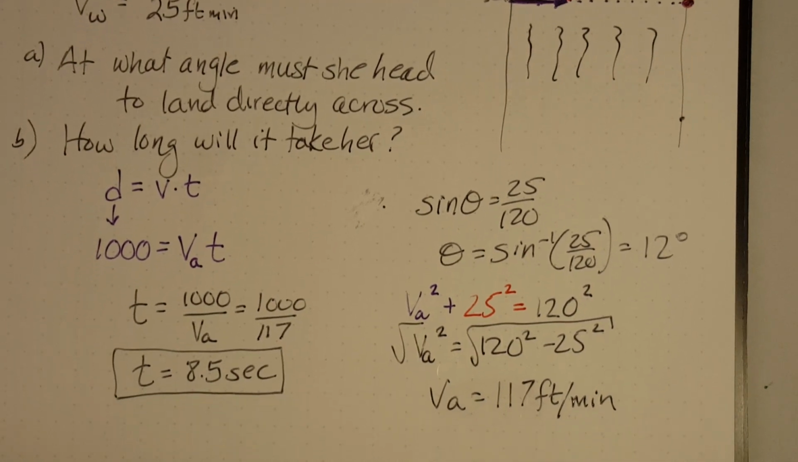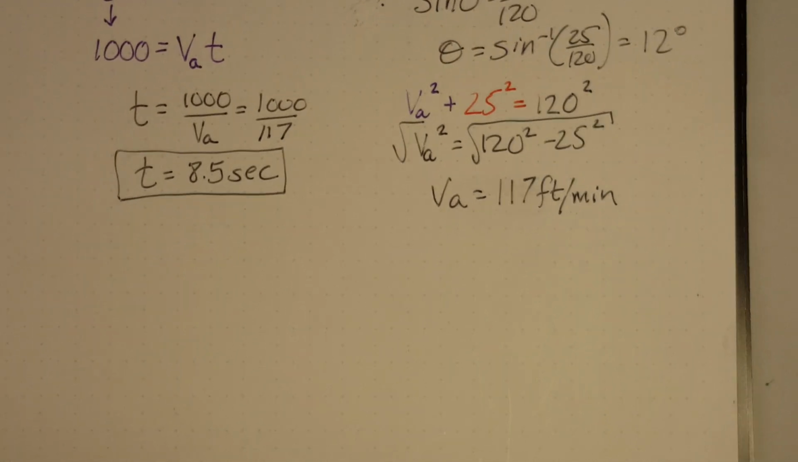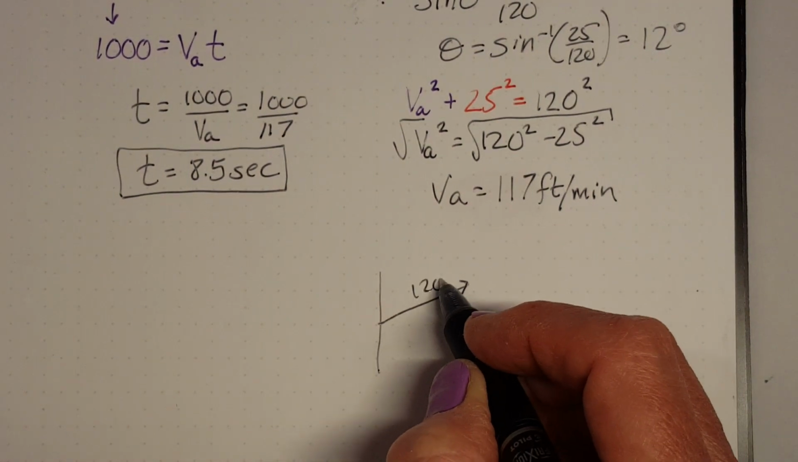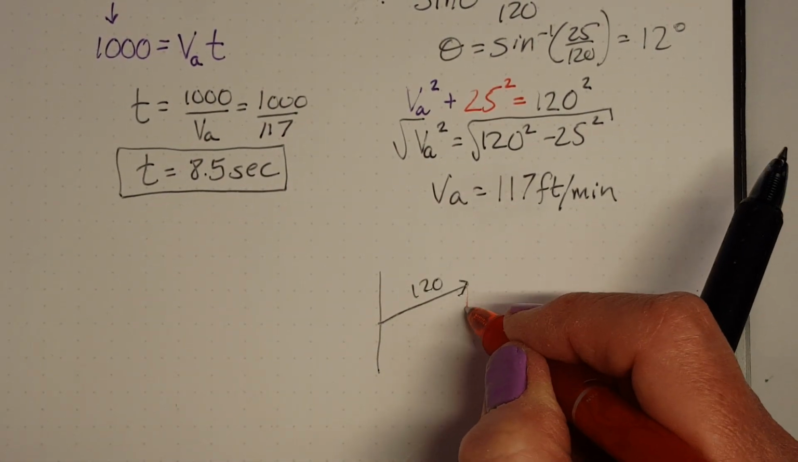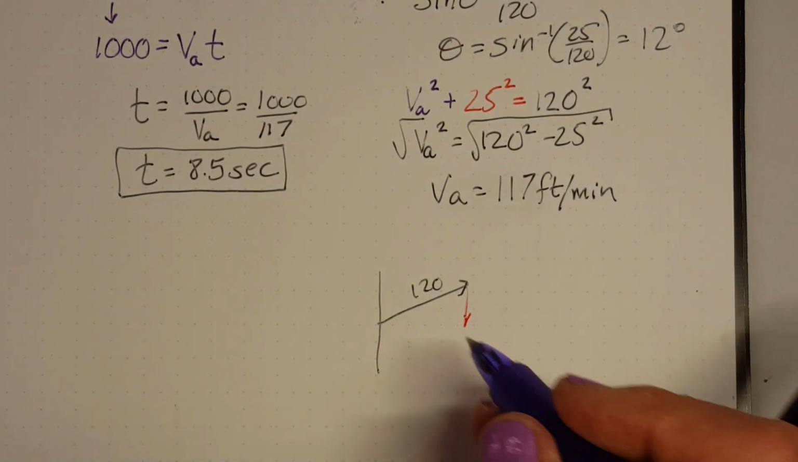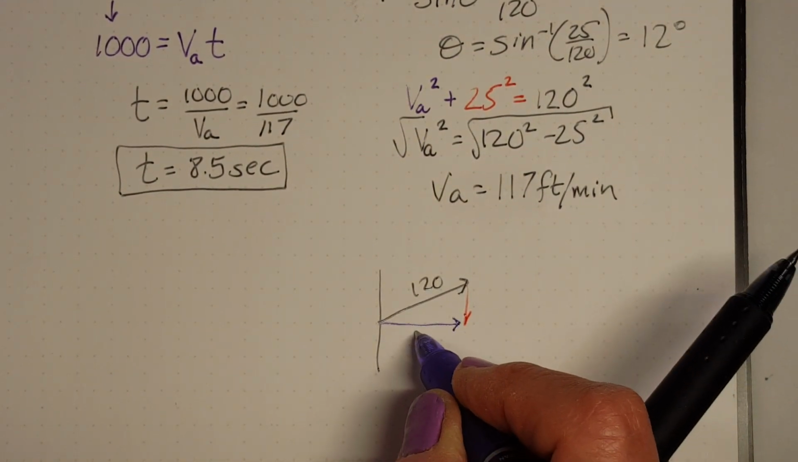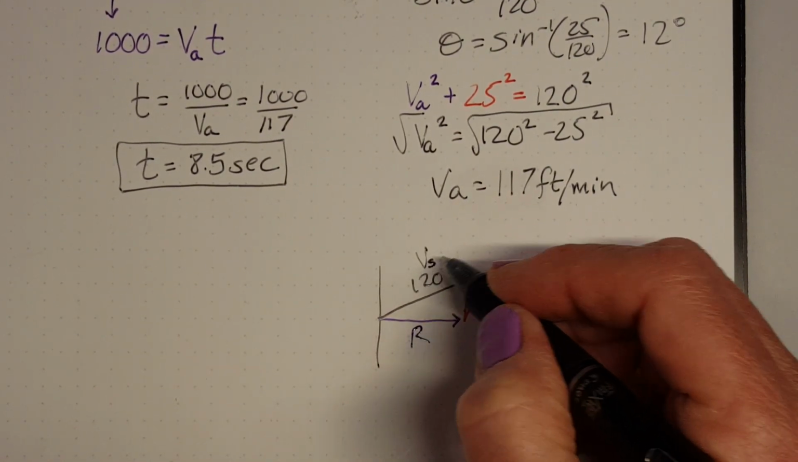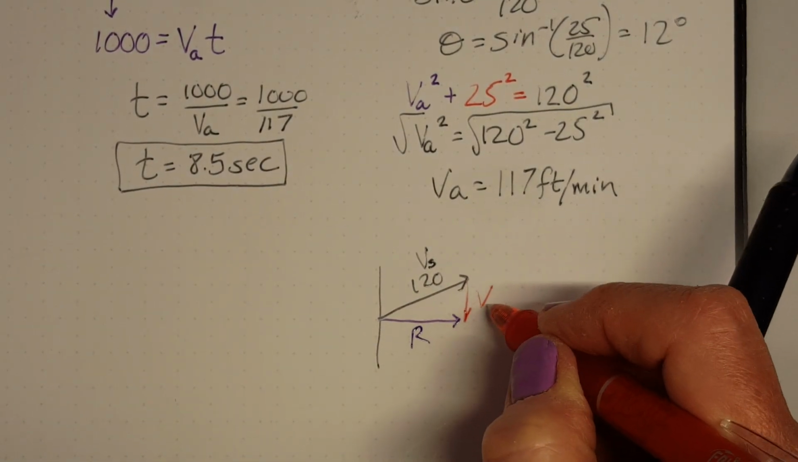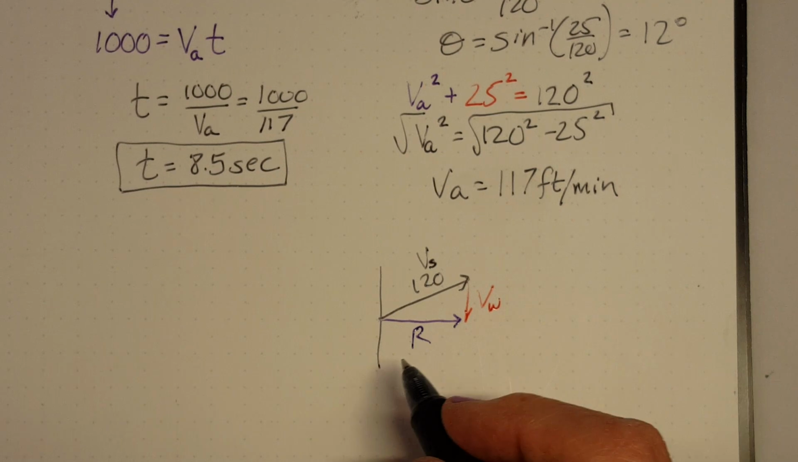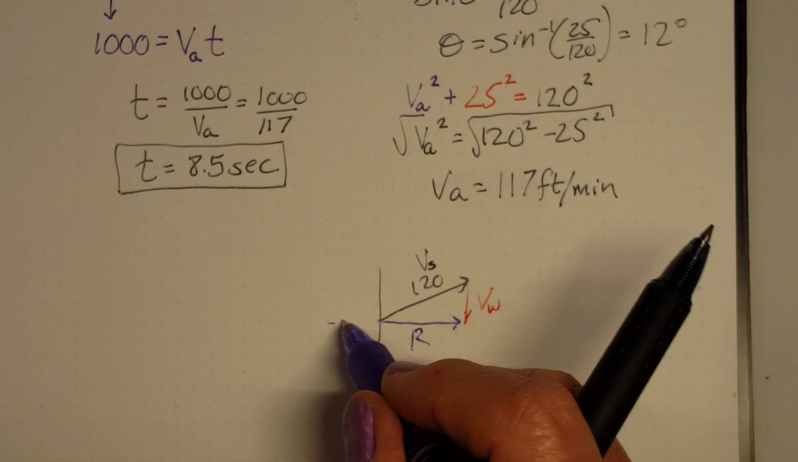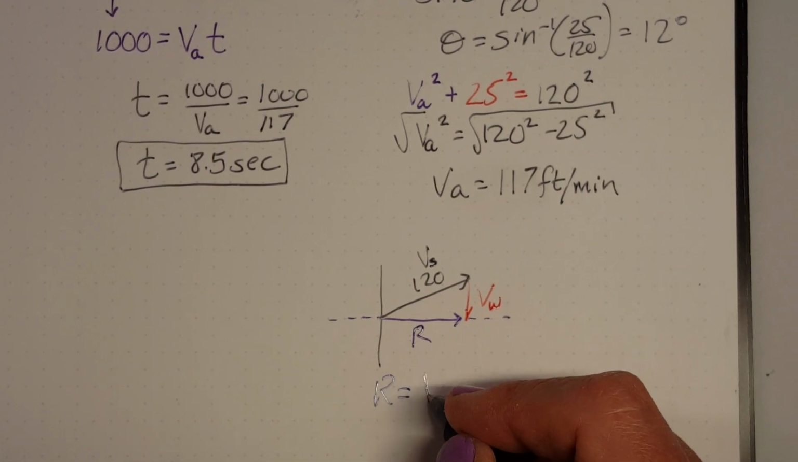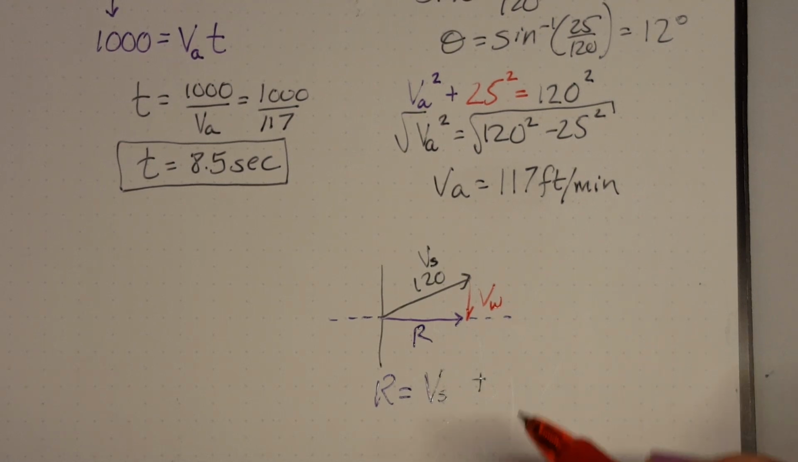Now we could also have done this in more of a traditional vector addition problem, and we could have looked at the triangle if I just draw it, just so that you see the two different ways. So we have the 120 and the 25, and this is our resultant vector because we're adding now, right? So we have v of the swimmer plus v of the water, and that's going to equal our resultant. And so our resultant vector is equal to the sum of the velocity of the swimmer plus the velocity of the water.